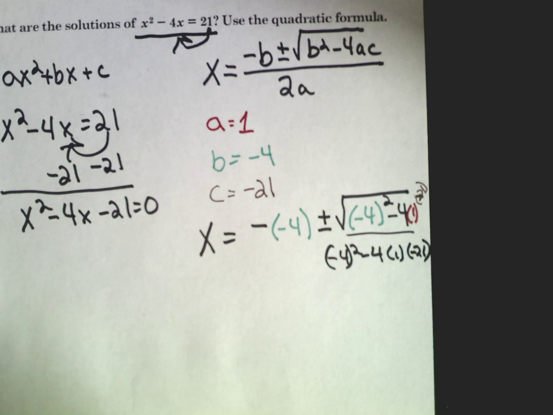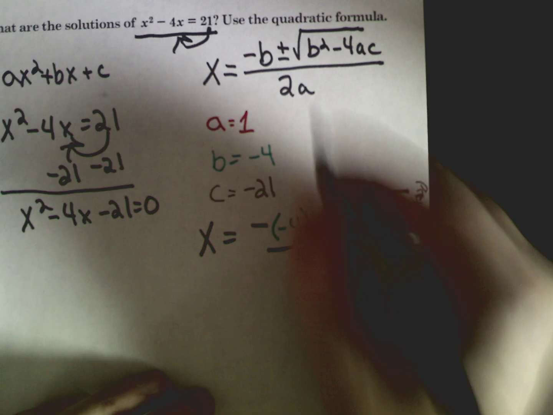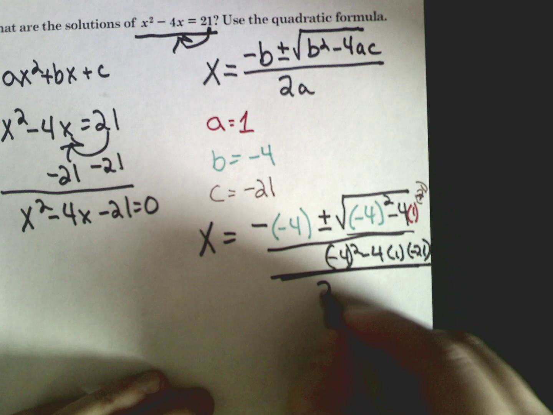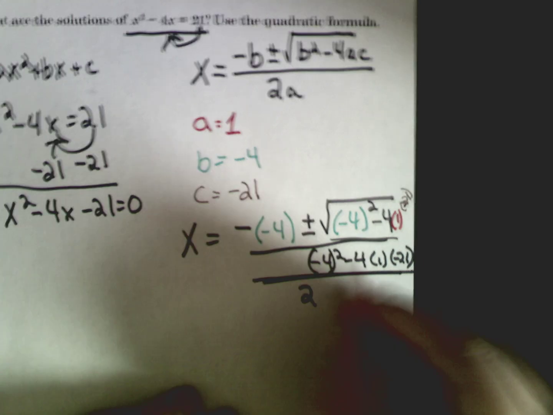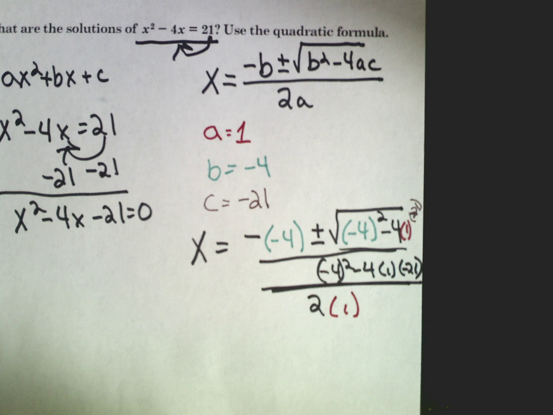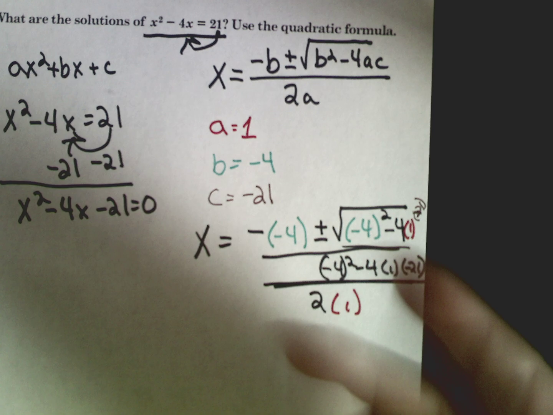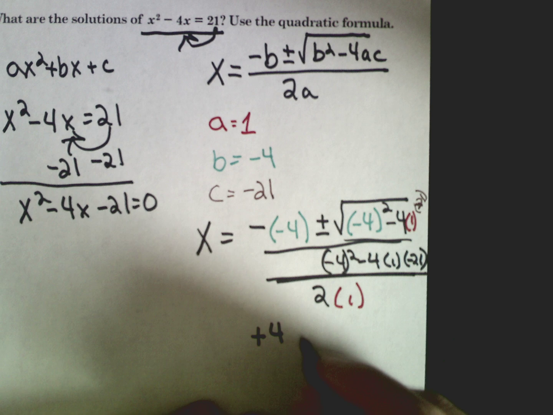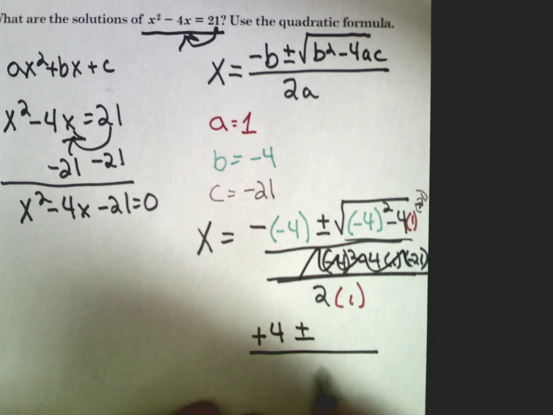Okay, so now this is the problem. This thing takes a while to work on. Oh wait, I'm still not done. I forgot about the 2a on the bottom. So underneath all of this, I have 2 times a. In this case, a is 1. So this is getting to be really ugly. Okay, let's handle the easy stuff first. Negative times a negative is positive, so this just becomes plus 4, plus or minus. The other easy part is 2 times 1, which is just 2.